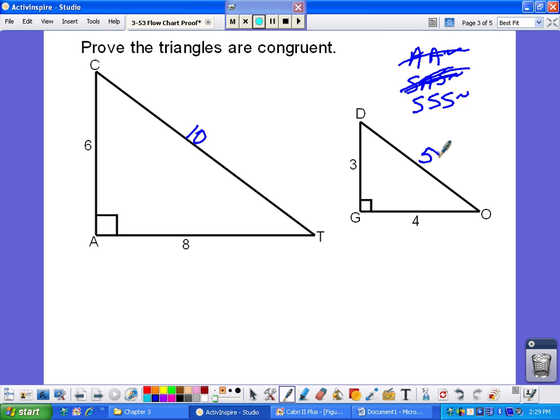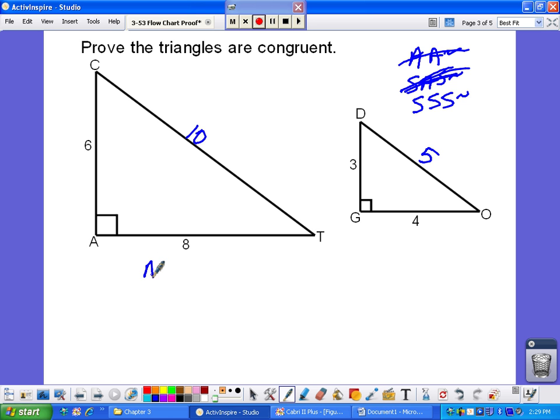So do they all make the same fraction? Well, what do you want to go? Big to small or small to big? However you want to make your fraction. Let's go big to small. 6 divided by 3, 2. 8 divided by 4, 2. 10 divided by 5, 2. I know all 3 sides, they match up. I have side, side, side similarity. All I have to do is write out the proof.